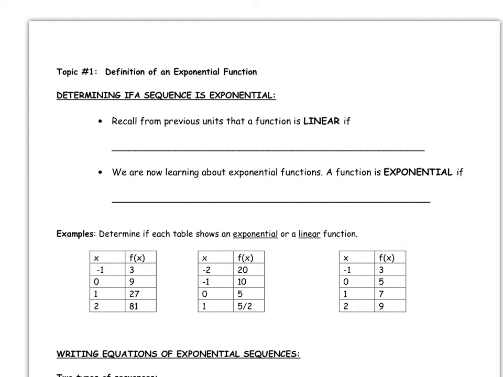Hey everyone, we're doing Unit 7B. This is the first topic in Unit 7B. So before starting this unit, you should have already done Unit 7A, which is practice working with exponents. So topic 1 is just the definition of an exponential function.